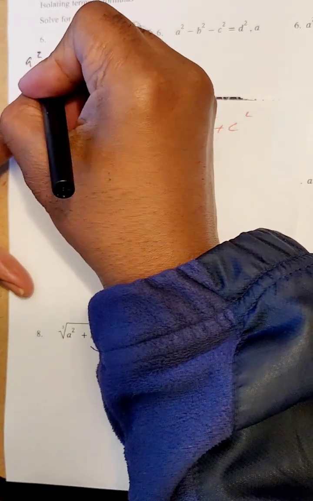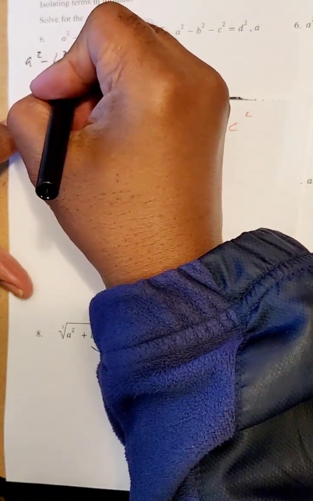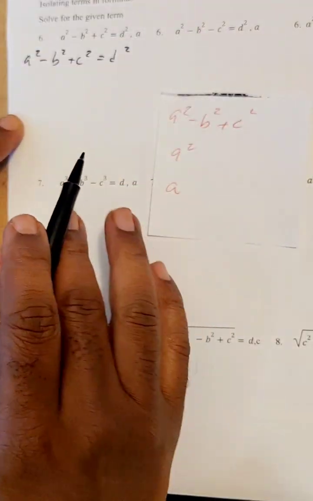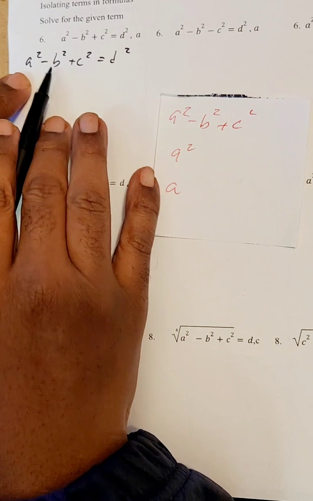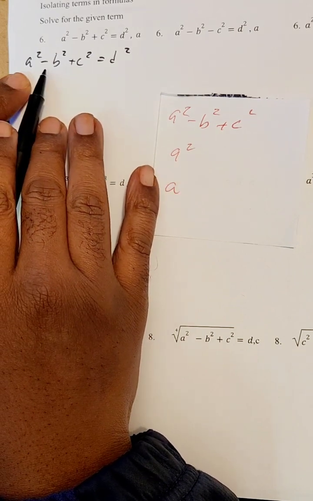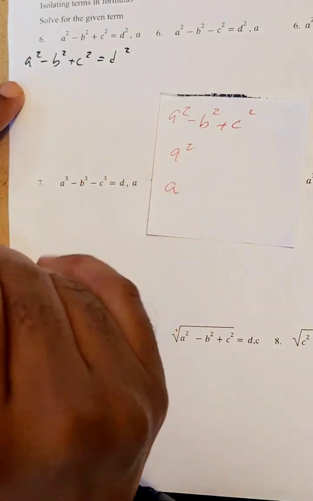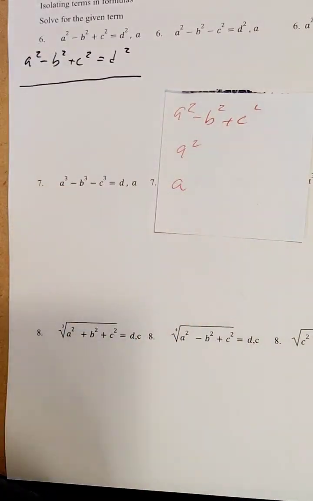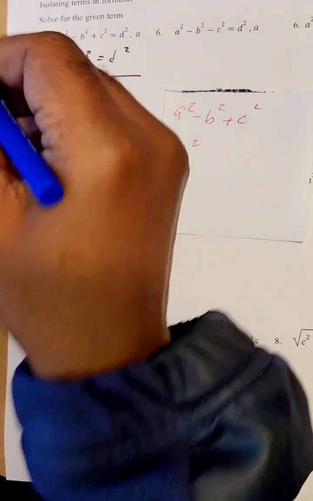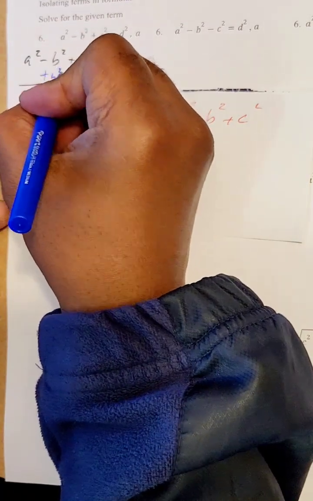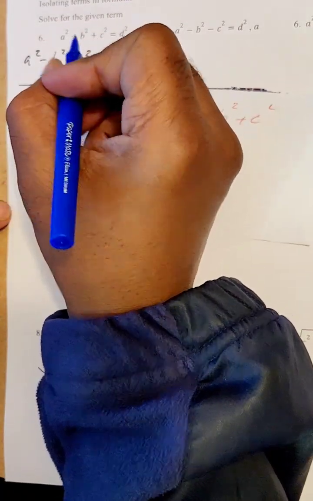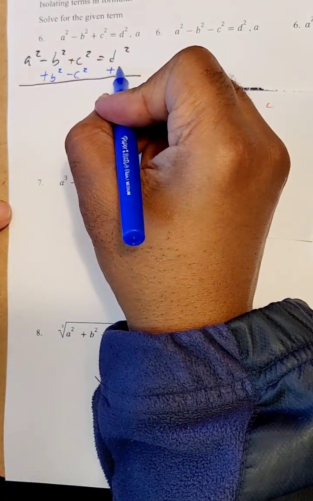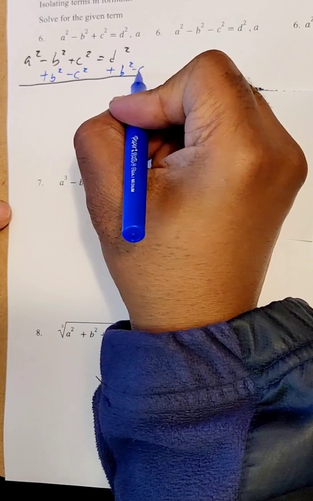Okay, we have a squared minus b squared plus c squared equals d squared. We're going to get rid of these two terms right here, the minus b squared and plus c squared, by using their additive inverses. That means the opposites. So we're going to use a plus b squared here and a minus c squared there. And these will cancel. Whatever you do to one side, you do to the other. So plus b squared and minus c squared.